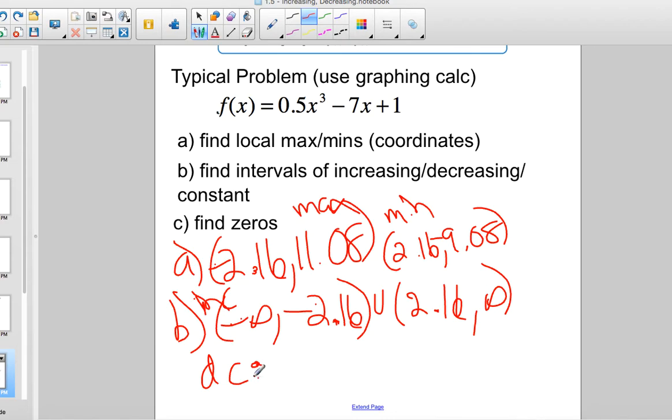If I can get there. All right, not really cooperating.